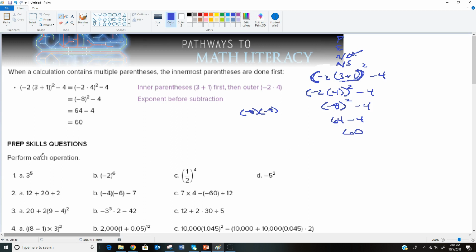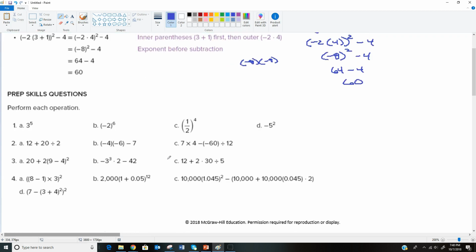So now we're going to have the prep skills questions, and what I would recommend is that you pause it at this point and do the prep skills questions, and then turn the video back on and watch the answers. So you can do 1, then check it, then do 2, then check it, and so on, or you can just do all 4 problems and then turn it on to see. So hopefully you've done these problems already and you paused it like I recommended.